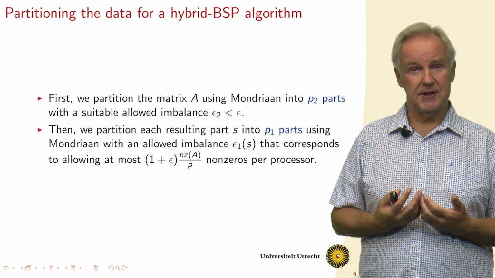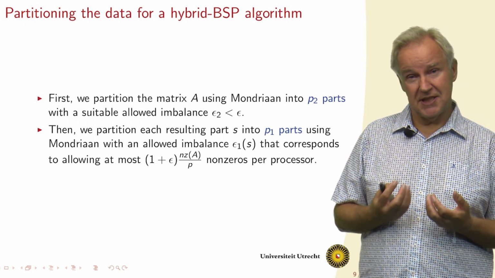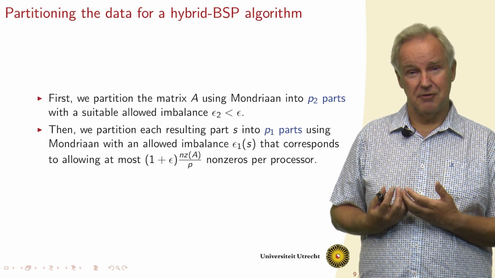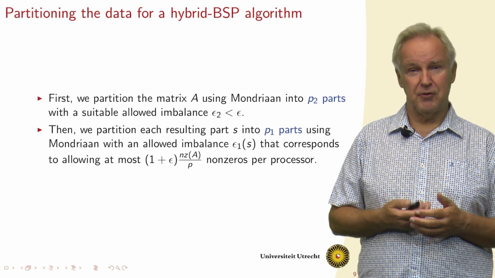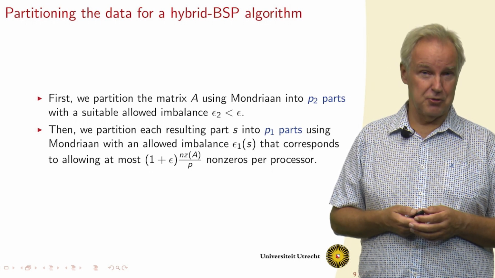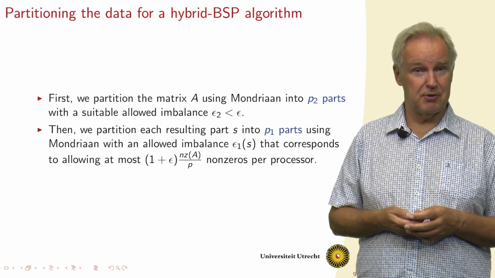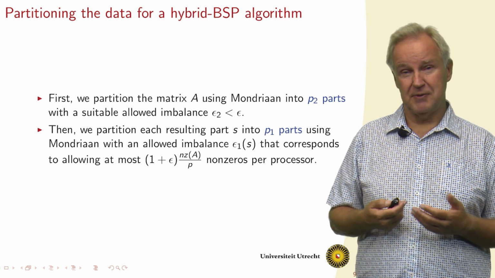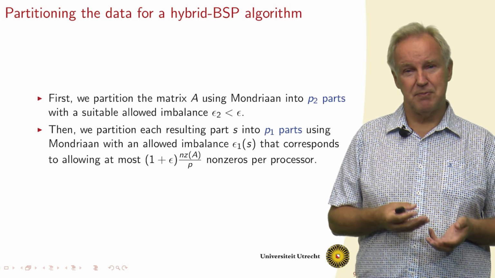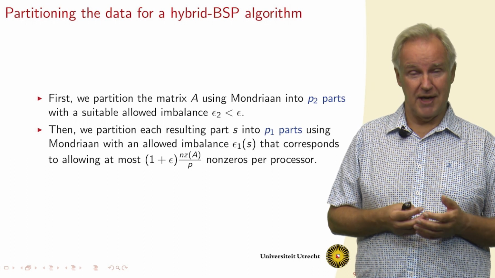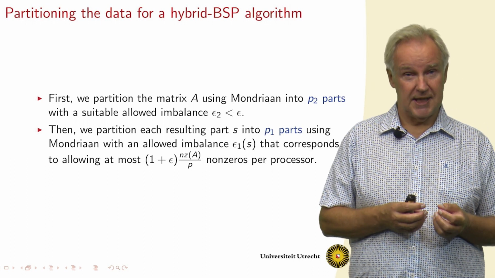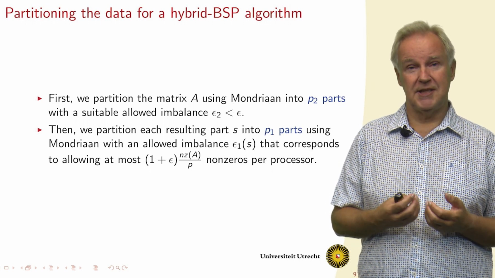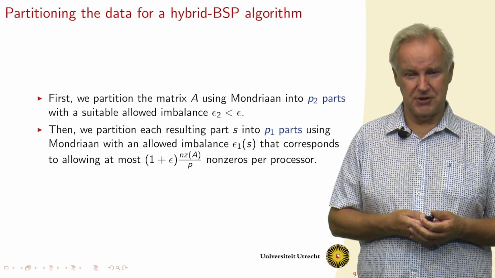And the way to do it is first to partition the matrix for the nodes, and then partition within the nodes. So for this first partitioning, we need a suitable load imbalance parameter, epsilon 2, which is less than the epsilon that we need overall. And then when we split again, for every node s, we have an epsilon 1s that we need to get to the final result.